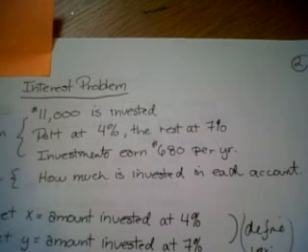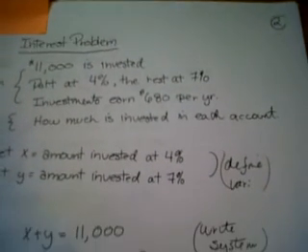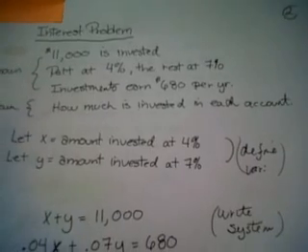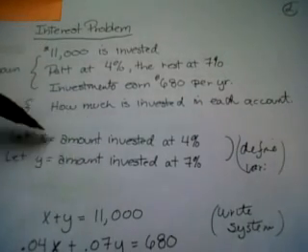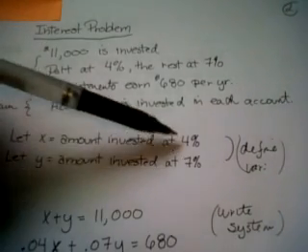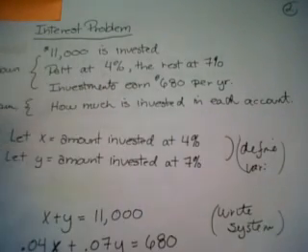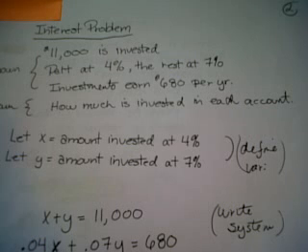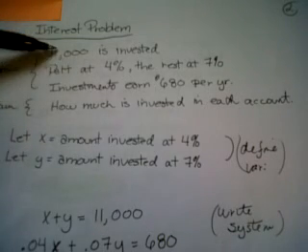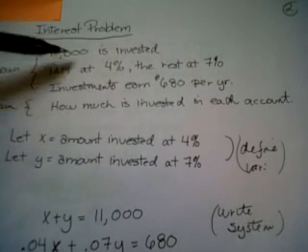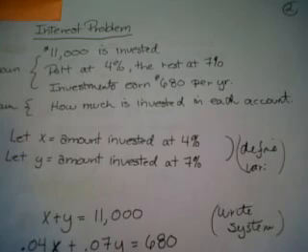So I'm going to first start by defining my variables. So I did that. I let x equal the amount of money invested at the 4% account. I let y equal the amount of money invested at the 7% account. So I defined my variables. My next step is to write a system of equations. Well, I know that x plus y total is going to give me $11,000. And I know that the interest that I earned is $680.